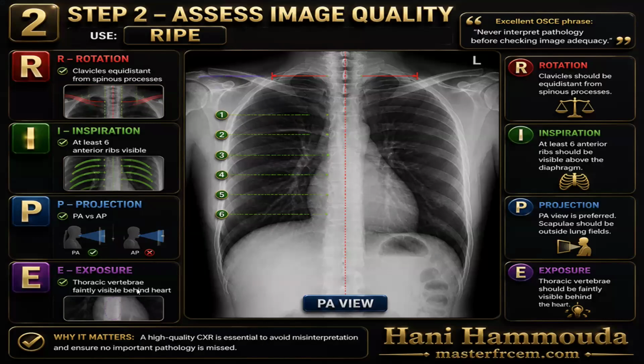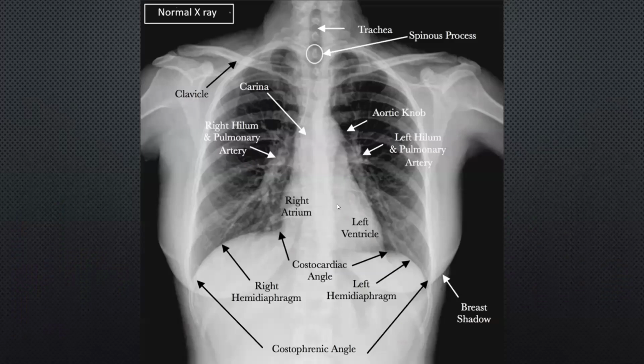Thoracic vertebra faintly visible behind the heart. You should say like that. Easy. Okay. This one clear, but this one not obviously clear. Clear, doctor? We finished now, right? Yeah.